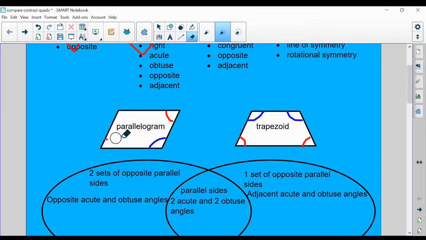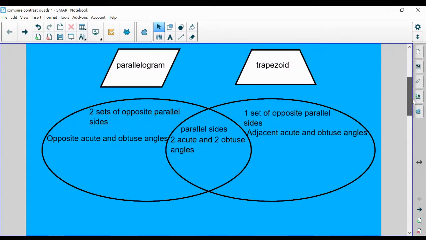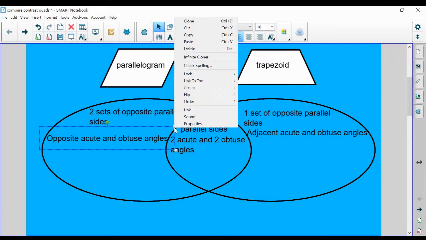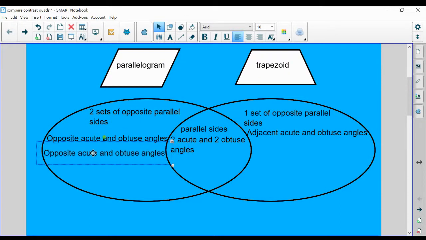Here we go. I'm going to erase all this stuff. My parallelogram has, for side lengths, these two sides are the exact same and congruent, and then this side and this side. So the opposite sides are congruent. Trapezoid, this side is not congruent with this side, so these two opposite sides are not. However, on this trapezoid here, we have one set of opposite congruent. So the parallelogram, two sets of opposite congruent. In the trapezoid, one set of opposite congruent.